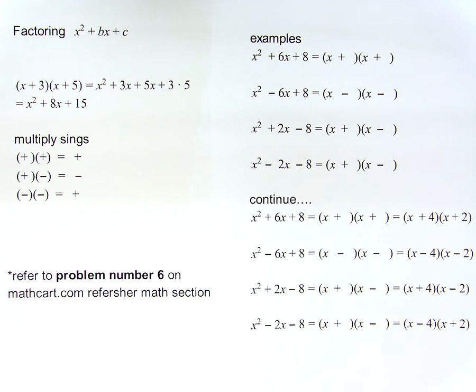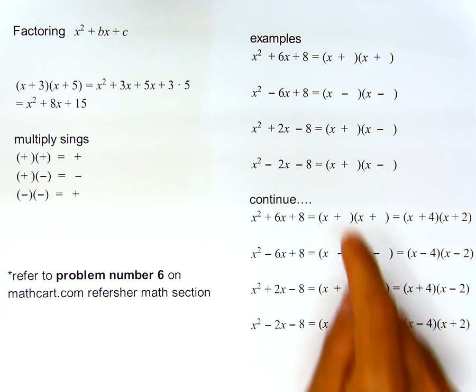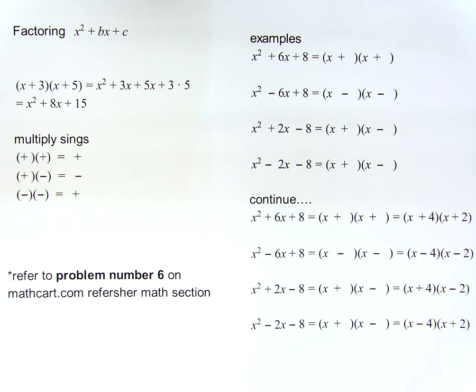If it is positive, it must come from the same sign, either a plus and a plus or a minus and a minus. But if the last number is minus, it has to come from opposite signs, 1 plus and 1 minus. Now I will get further information by looking at the middle number.